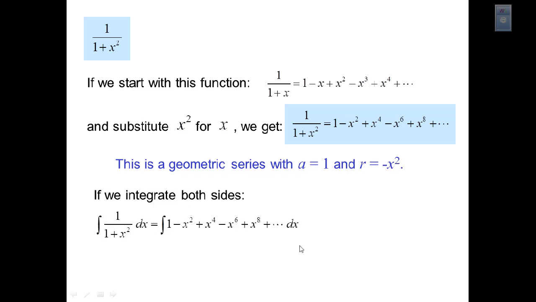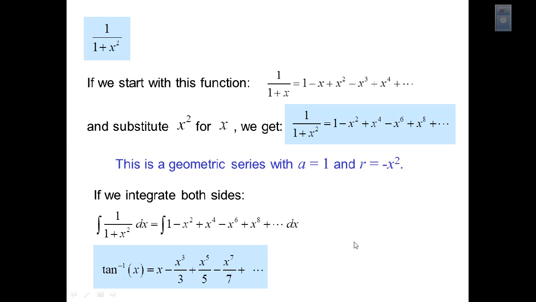Now, if we integrate both sides, we actually have over here the inverse tangent. And if we integrate each individual term as far as we want to go, we're going to get this thing over here. And that's going to give us the arctangent of x, gives us the series x minus x to the 3rd over 3 plus x to the 5th over 5 minus x to the 7th over 7. And that's just from this right here, just taking the antiderivative of each individual term.